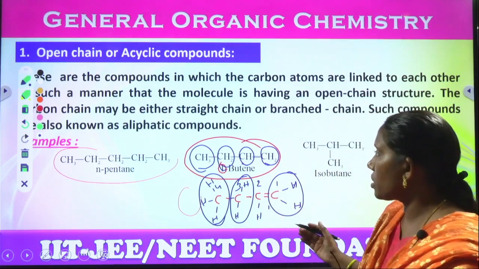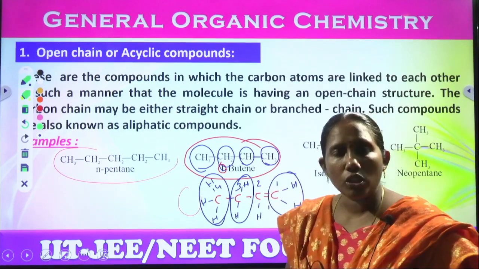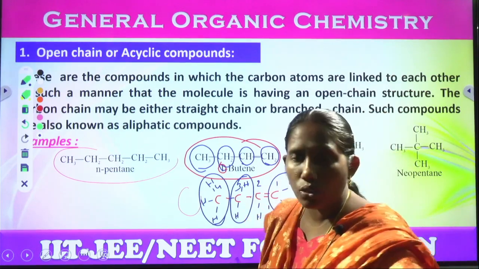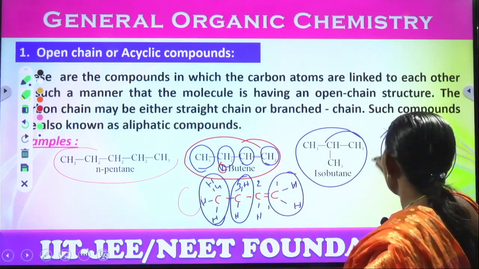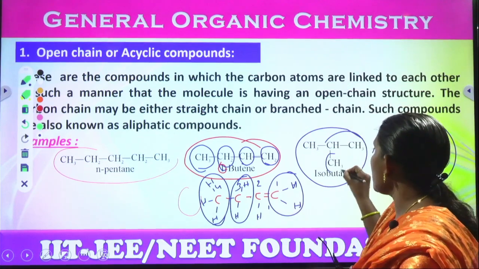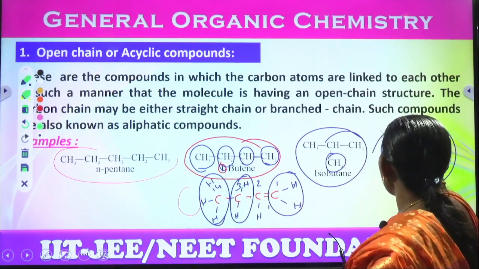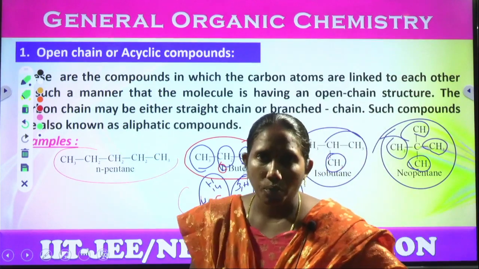So the name of this compound is butene. On the first carbon we kept the double bond, that's why we write 1-butene. So this is the structure, and this is the isobutane, and this is the neopentane. Iso and neo mean this is the branch. While talking about nomenclature, I will explain clearly what is iso and what is neo, right?